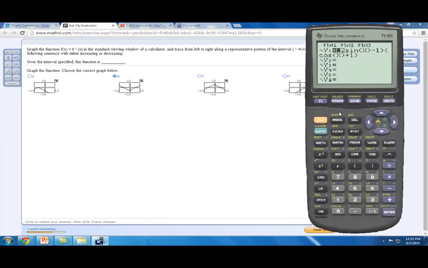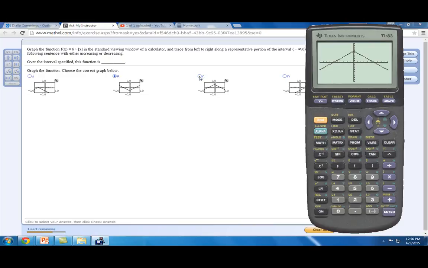So I'll enter the y equals, and I'll just clear out that previous equation, and I'll put in 6 minus, and the absolute value is within math, and if I scroll over to number, ABS is the absolute value. I want to put in my argument, which is x, and I want to close off my absolute value. Next I'll hit zoom and 6, and it will produce the graph.